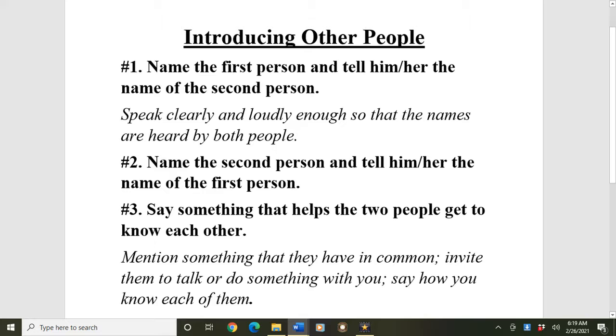You might mention something that they have in common, invite them to talk, or do something with you. Hey, do you guys want to go to lunch? Or maybe you say how you know each of them, right? So, hey, John, I know I've been working with you for a while, but I used to work with Sally at my last job.